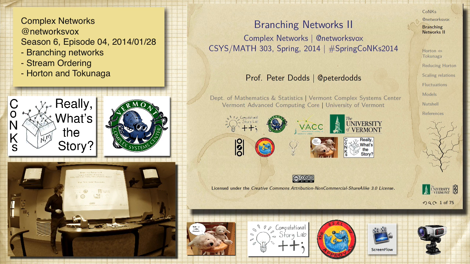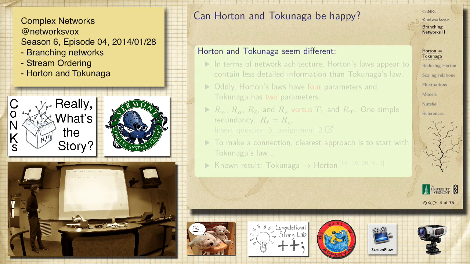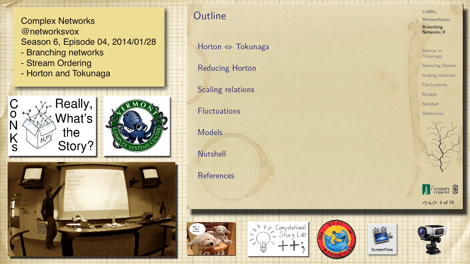Okay, so I'll just start this. We're going to connect Horton and Tokunaga, which seems unlikely, but we can. We're going to reduce Horton a little more, get to some of these scaling relations, and then, because these are all laws of averages, actually look at some of the details. There are underlying distributions, quite wide distributions, for stream lengths and areas and so on. We can get to that. I'm going to talk about models briefly at the end.